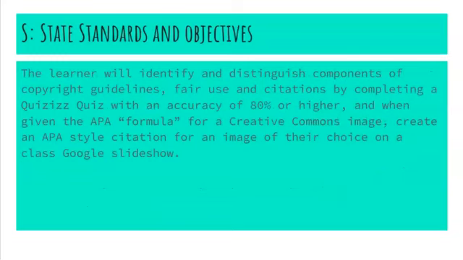The first S is State Standards and Objectives. So this is: the learner will identify and distinguish components of copyright guidelines, fair use, and citations by completing a quiz with an accuracy of 80% or higher. And when given the APA formula for a Creative Commons image, create an APA-style citation for an image of their choice on a class Google slideshow.